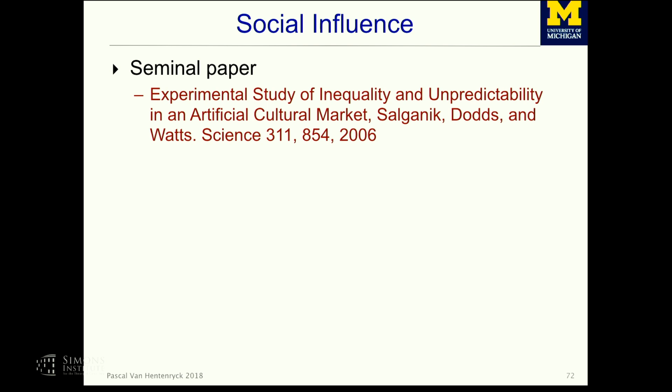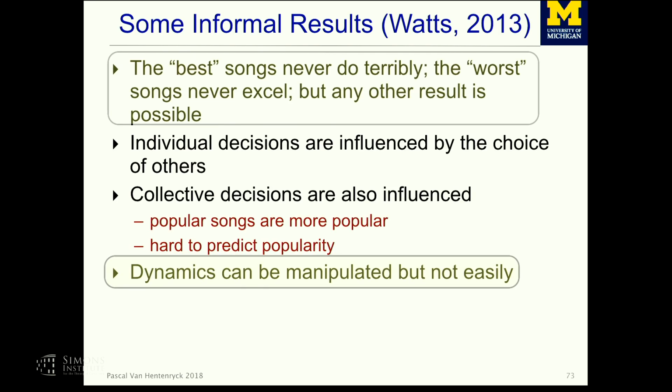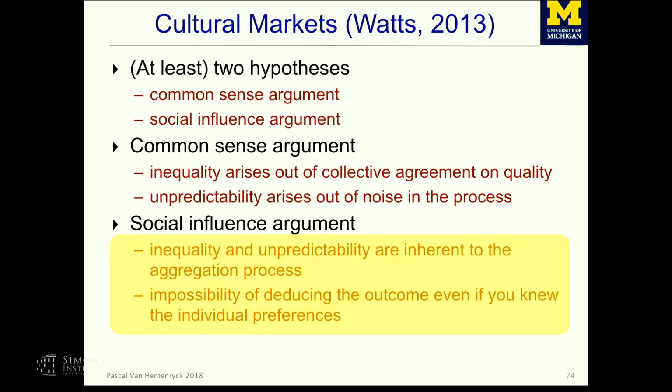So let me conclude. We started with this paper, which was very interesting because it was showing you, in a virtual setting, that if you do the natural thing, which is this popularity ranking, you get inefficiency, unpredictability, and increased inequality in this market. And I want to come back to some of the things that Watts says when he summarized the results: that the best songs never do terribly and the worst songs never do very well, but any other result is possible, and that the dynamics cannot be manipulated easily. This is obviously completely true in what they have been doing, and this has been replicated by many people.